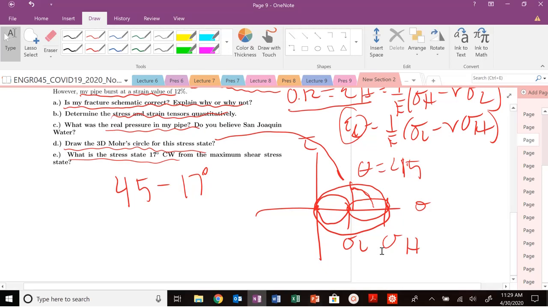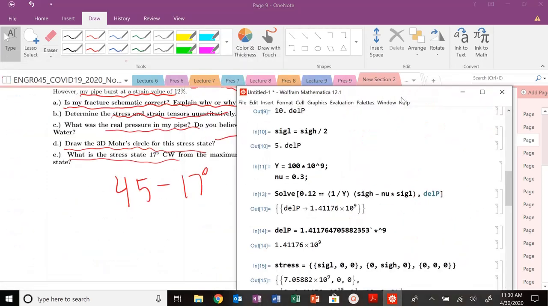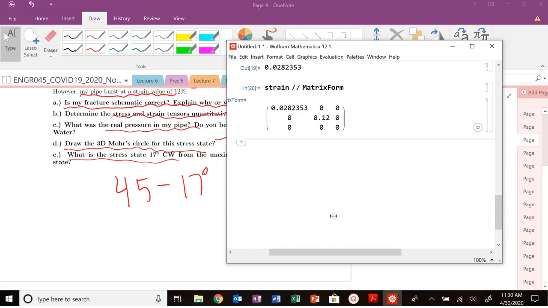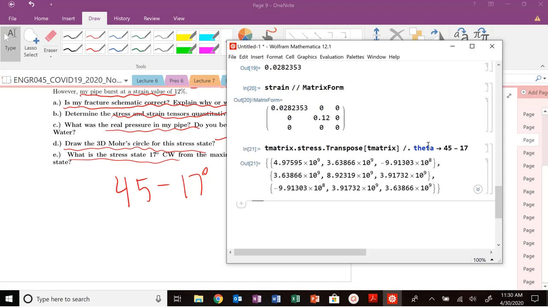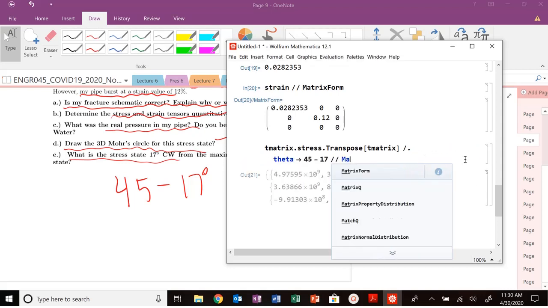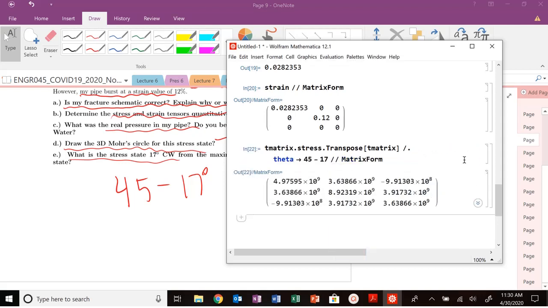So that is what I'm going to dot into my stress tensor, or my T matrix right here. So I want to do my T matrix dot stress dot transpose T matrix, with theta going to 45 minus 17. Because my 45 initially was positive, then clockwise is negative. Let me do matrix form. That's it. That's my answer for this problem.